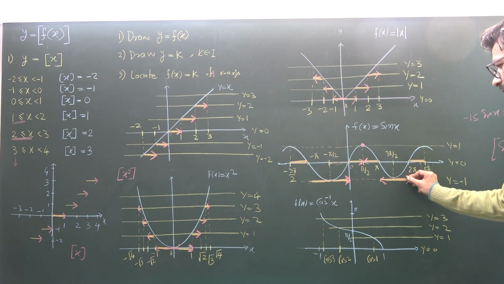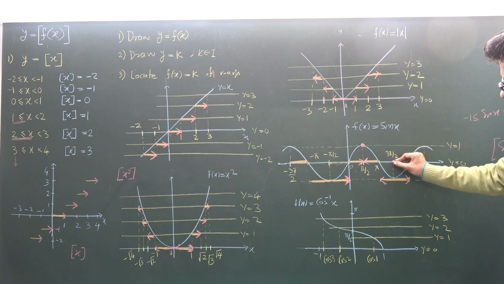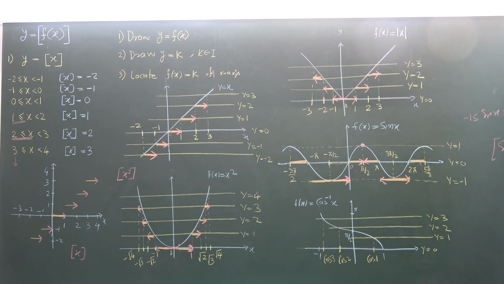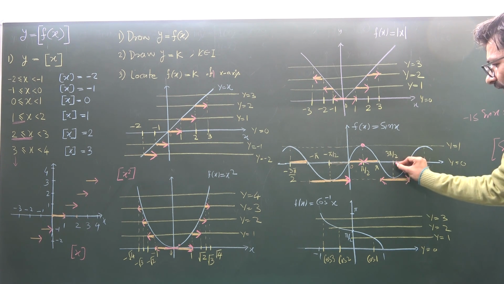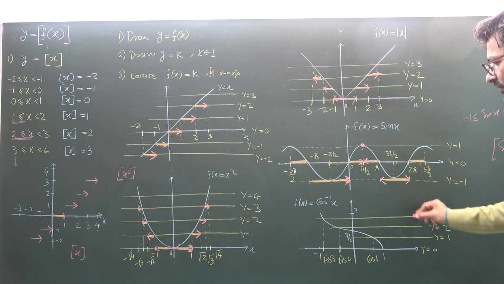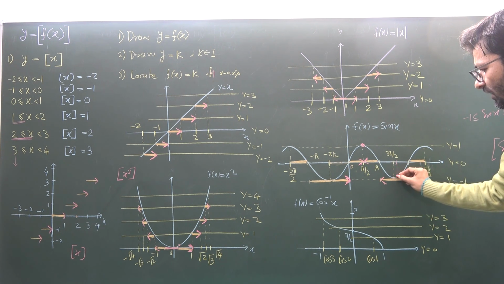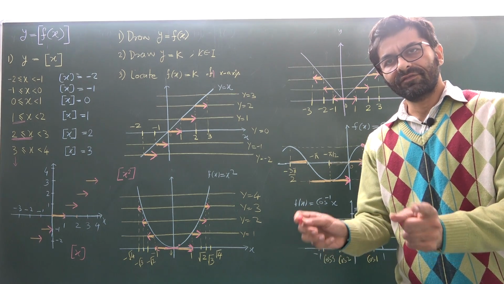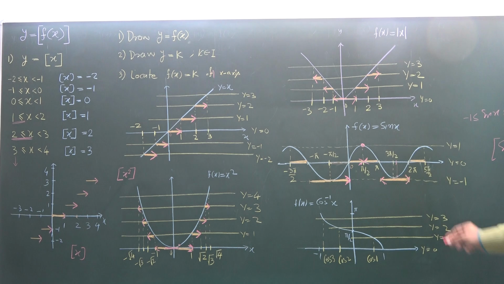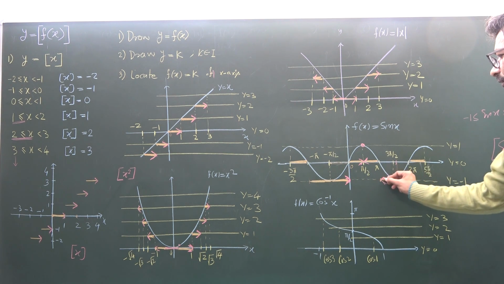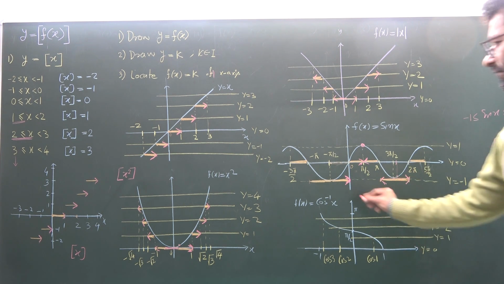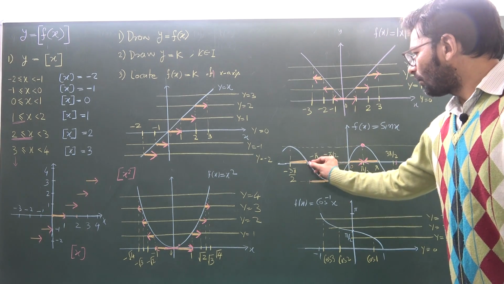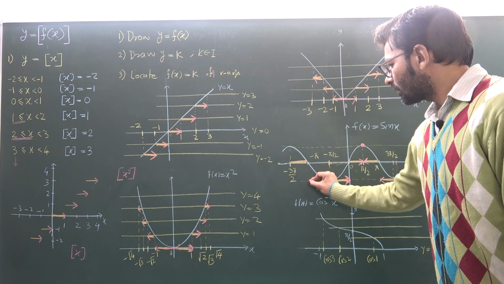What about 3 pi by 2? At 3 pi by 2, y coordinate is minus 1. If you move slightly beyond this 3 pi by 2, y coordinate is slightly more than minus 1, but again greatest integer of it will be minus 1. This is the reason the graph is continuous here. At minus pi, value must be 0, not this.